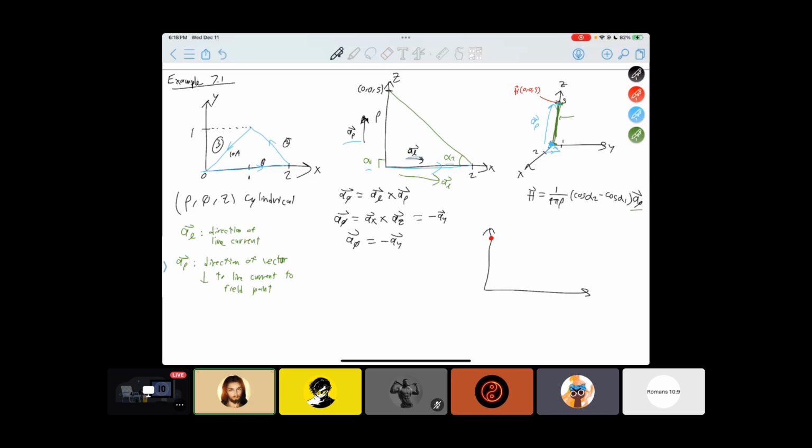All right, so let's continue with this then. Where's Alpha 1 and Alpha 2? If that's not given to us, how will we find it? Well, first of all, we have our line current right here. This is our line current, going in this direction. So let's say you have your field point right here.